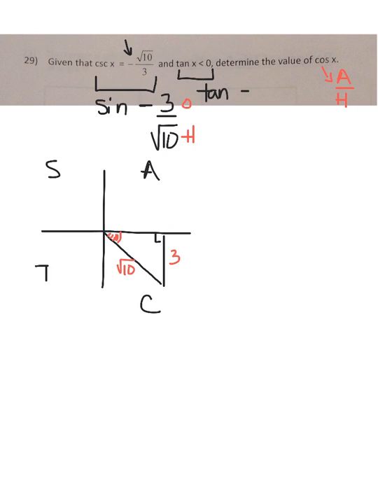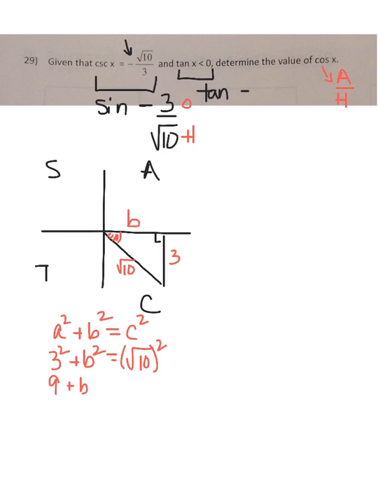All right, so that means I need to find that side. So I'm going to call that b. So let's do a squared plus b squared equals c squared, and let's throw the numbers in. So I've got 3 squared plus b squared equals radical 10, that quantity squared. So that's going to give me 9 plus b squared equals 10, which means b squared is going to be 1, which means b is going to be 1.